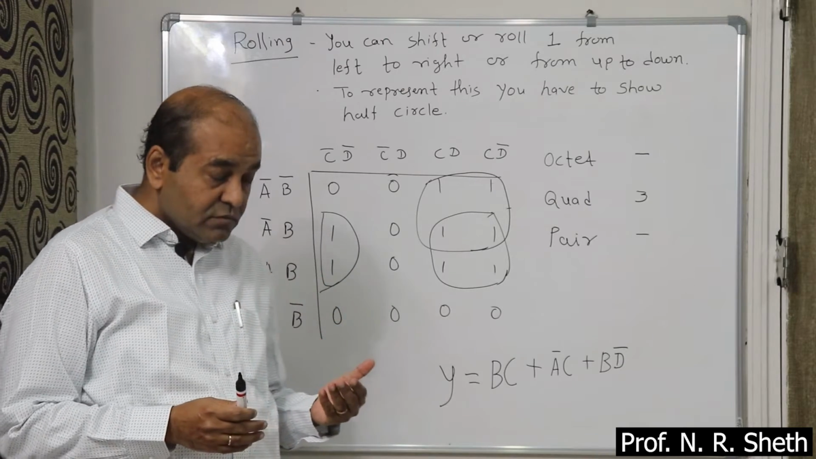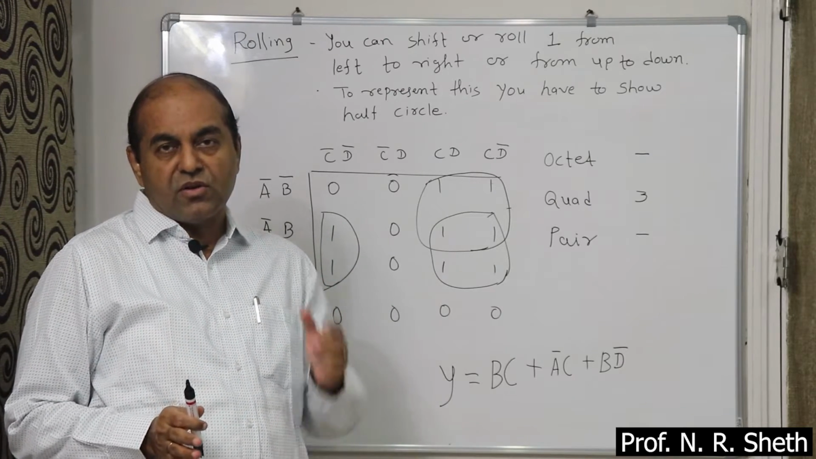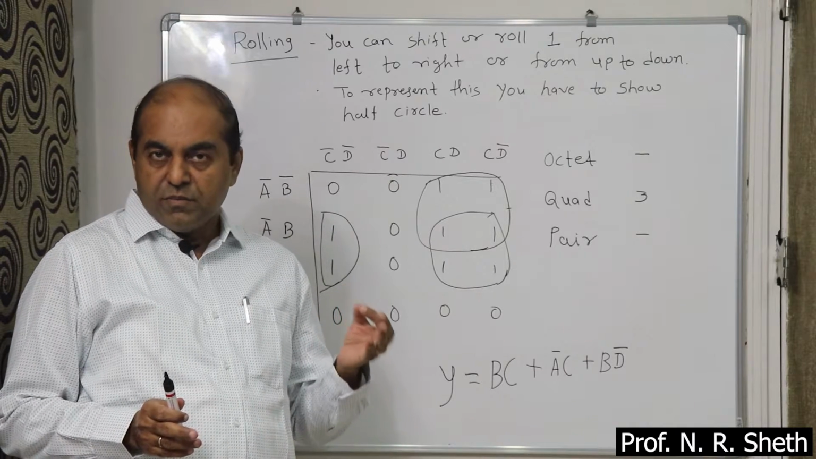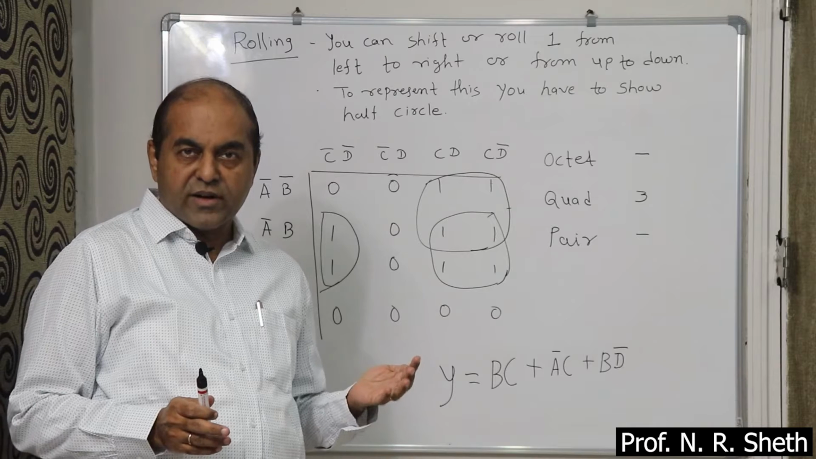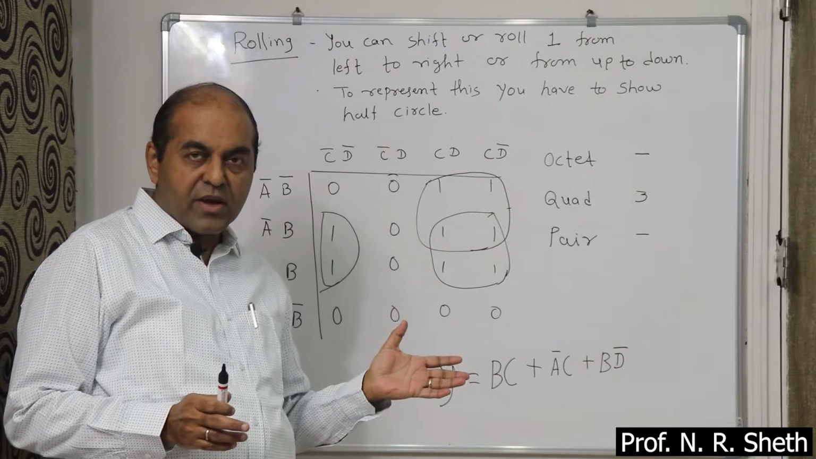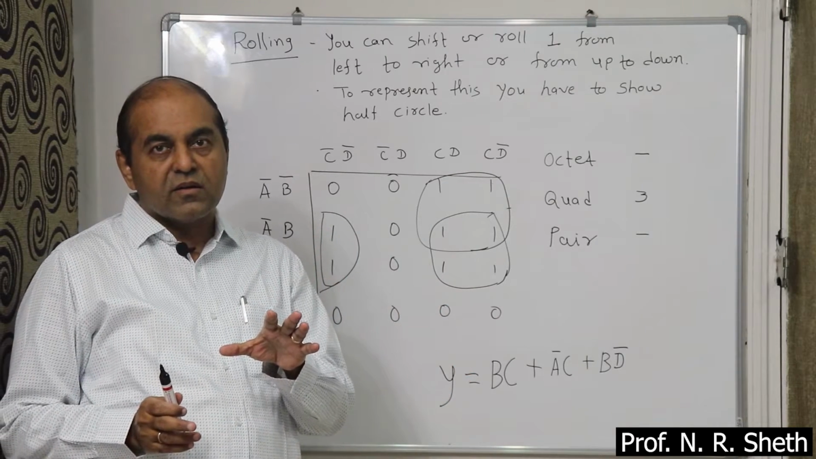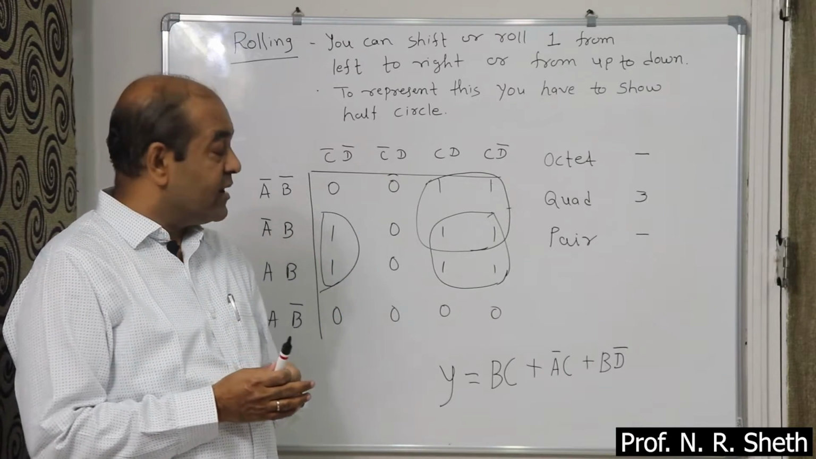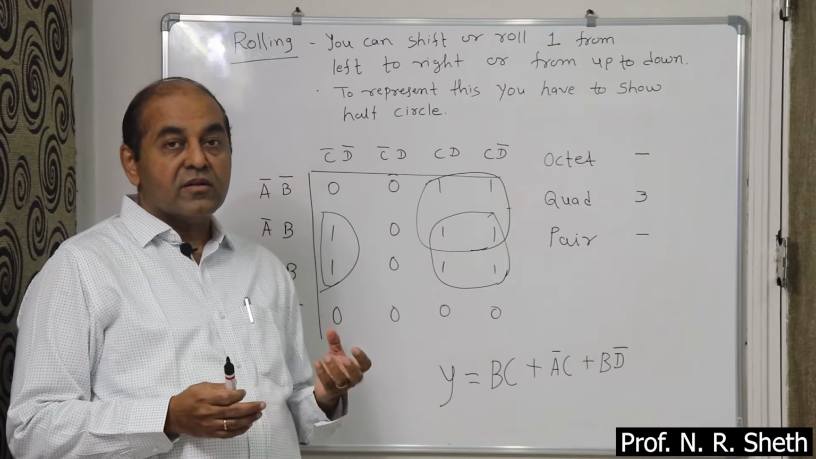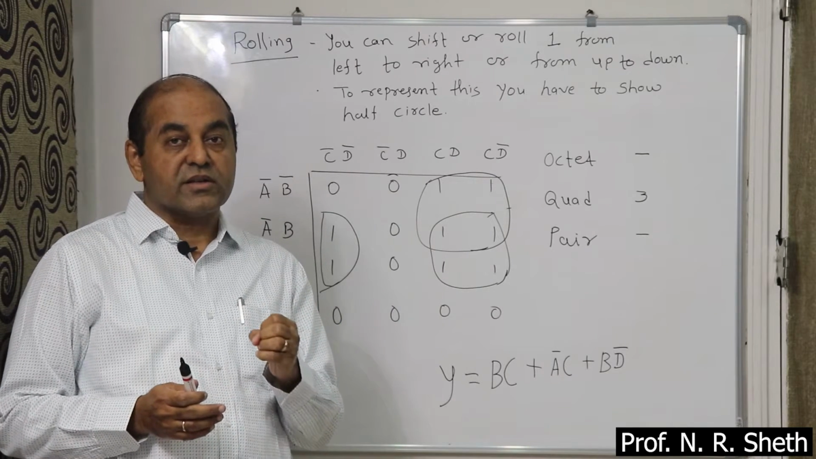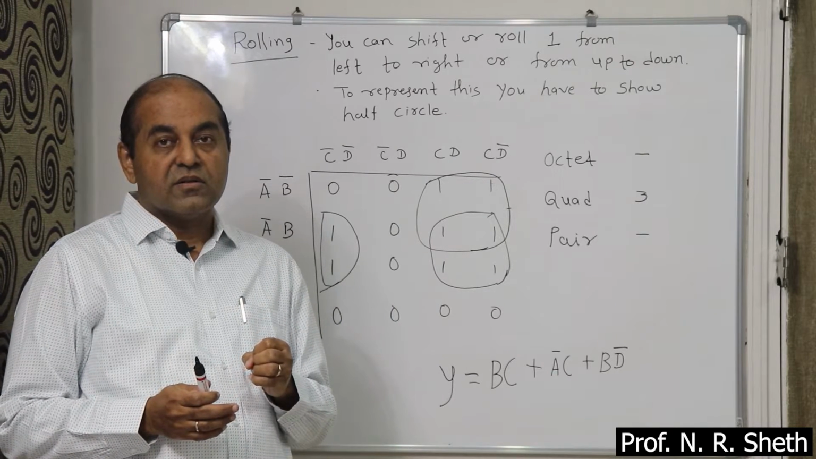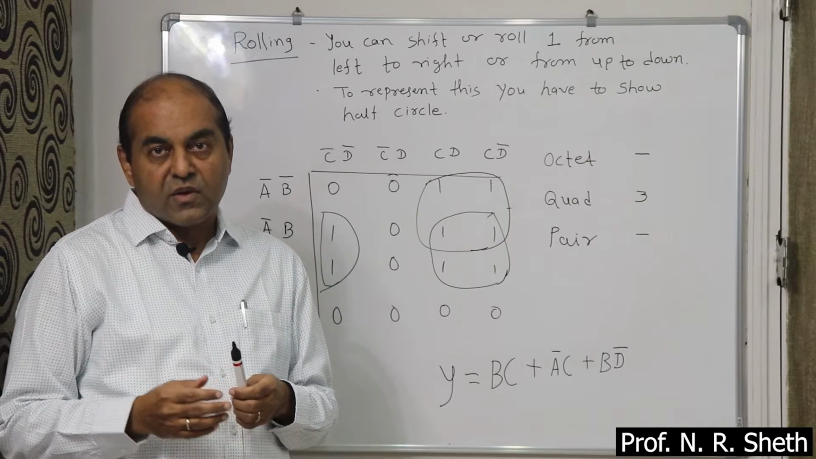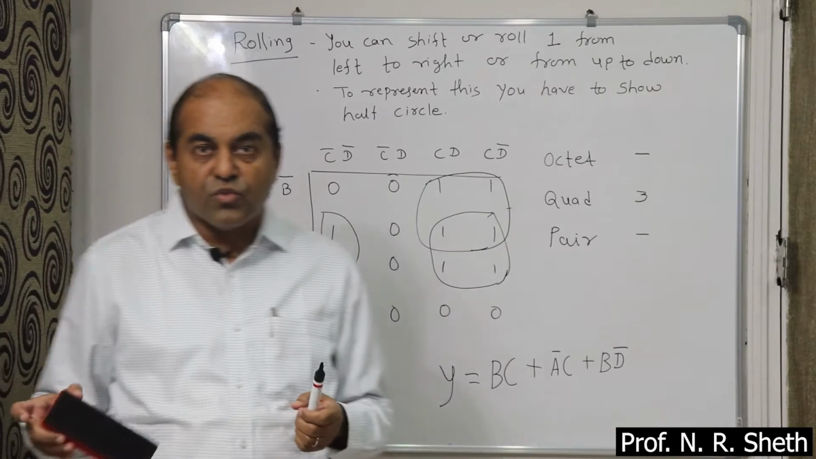So all the 5 properties you have to keep in your mind: pair, quad, octet, overlapping, rolling. Use all of these and try to prepare the simplest Boolean equation. We'll give you 1 or 2 more examples.